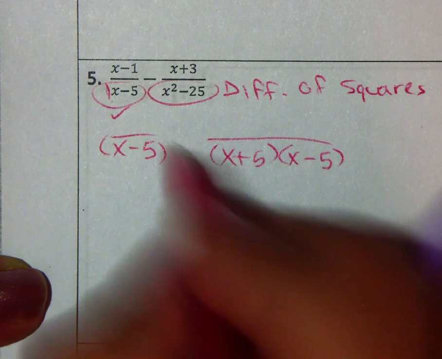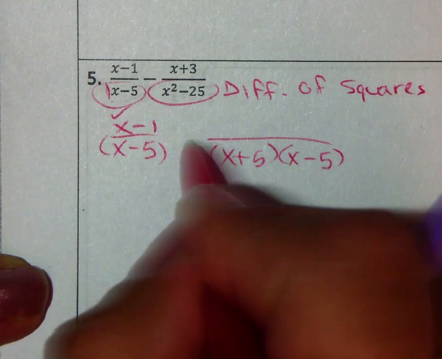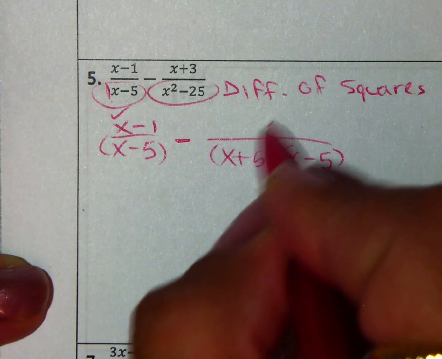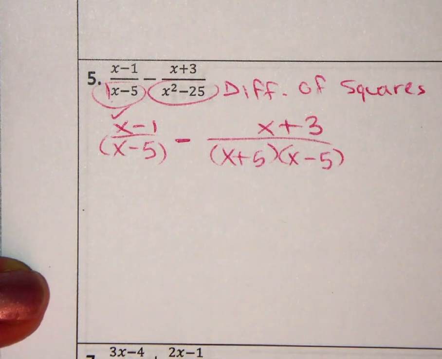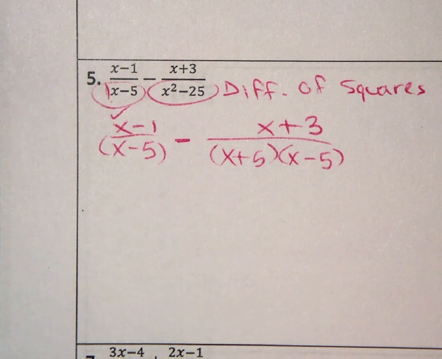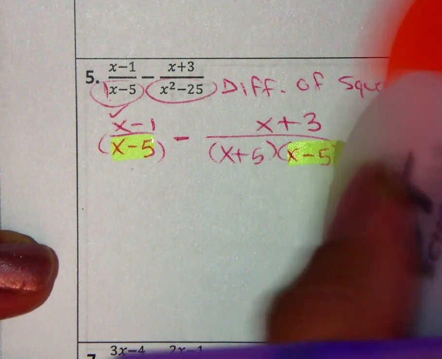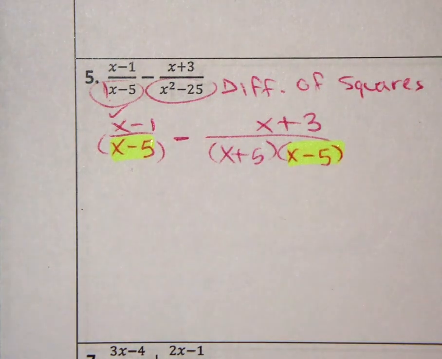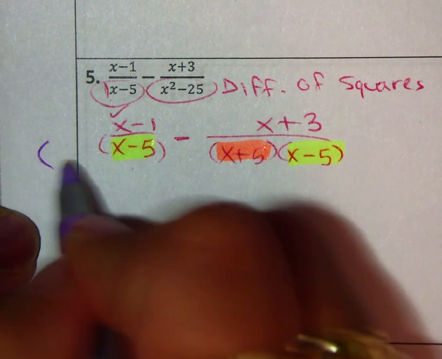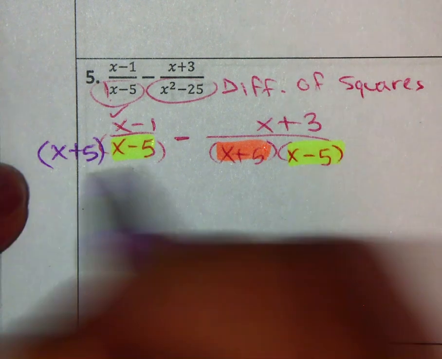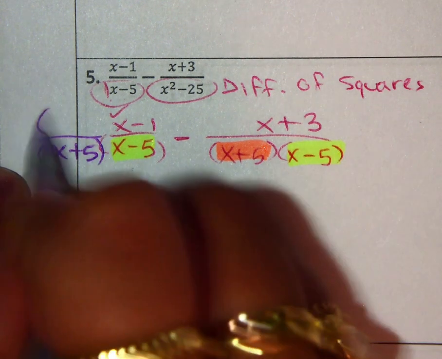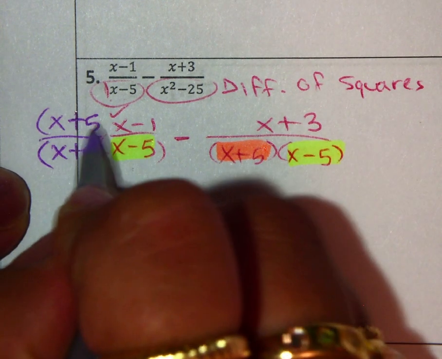Okay, so now I'm going to copy down the numerator, the minus, and then the other numerator. So now we have the denominators broken into factors. We need to compare. So x minus 5 is here and here, so they have that in common. But then x plus 5 is only on this fraction. So we need to include it also on this fraction. And if you put it on the denominator, you also have to put it on the numerator.